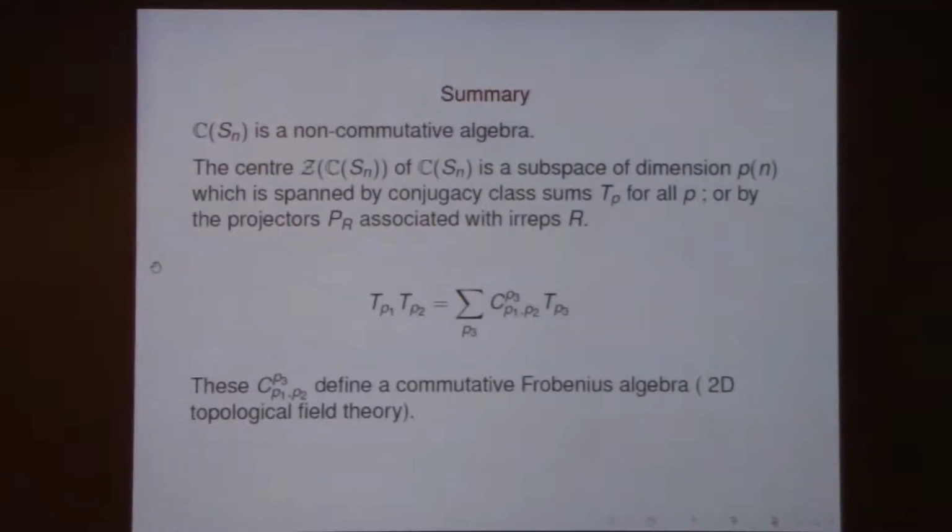Good, so there are two bases for the center of this non-commutative algebra. The group algebra of Sn is non-commutative. The center is the set of things that commute with everything, therefore it commutes with itself. So this is a commutative algebra. This commutative algebra has a dimension equal to the number of partitions of n, and it has two interesting bases, one given by conjugacy class sums or cycle structure sums, and one given by projectors.